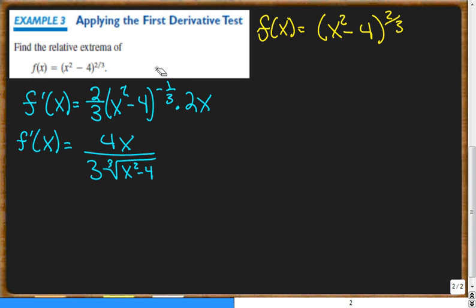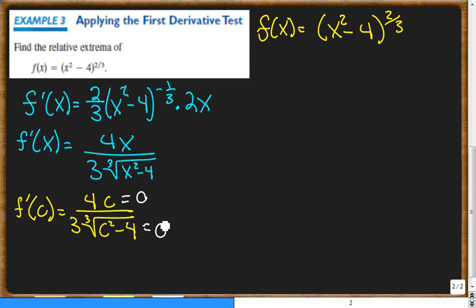So writing it in this way is very helpful for us because we're trying to find all of the critical numbers, anywhere where it's 0 or undefined. So we get f prime of c is going to be 4c over 3 times the cube root of c squared minus 4. So basically, you're going to get a 0 anywhere where this is 0 or this is 0. So I know right off the bat that c could be 0 or 3 times the cube root of c squared minus 4 could be 0.